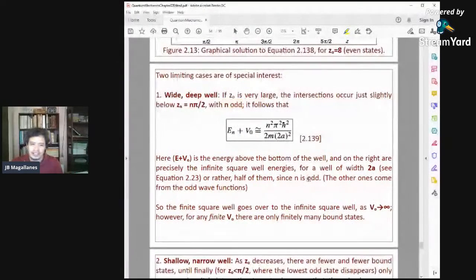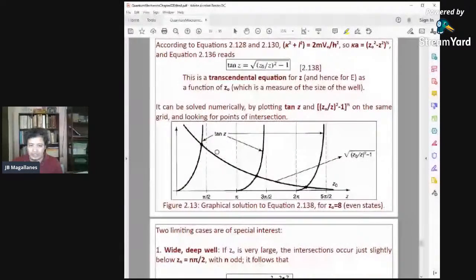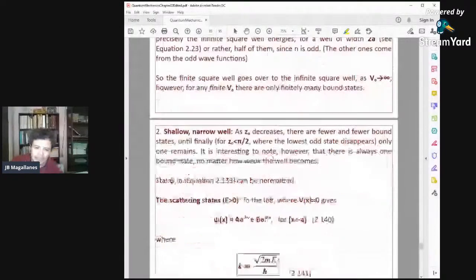So you will have those intersections. Now there's another special case, the shallow and narrow well. The shallow well has a V0 that is small, and for the narrow you also have a very small width, and then very shallow. And that means your Z0 is very small.